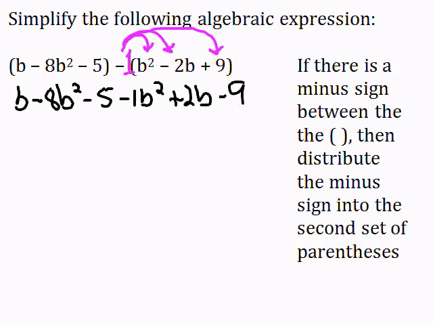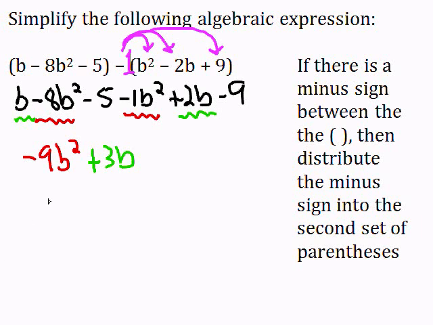Now we can combine our like terms. I'm going to take a shortcut by starting with the largest exponent. So I'm going to start with the negative 8b squared, because b squared, or rather the exponent of 2, is the largest exponent. I look for like terms and I notice there's a negative 1b squared, giving us a total of negative 9b squared. I then take a look and notice I've got a b here and 2b here, which combine to give me a positive 3b.